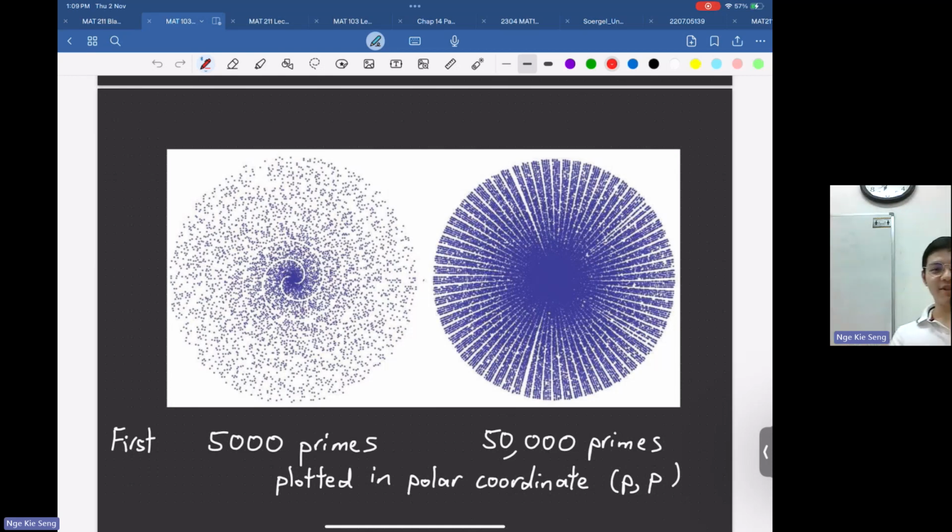Any questions about your project? You've got two projects. For the first project, the length is 1.5 to 3 pages. The second project is just 1 page, about a real life application.